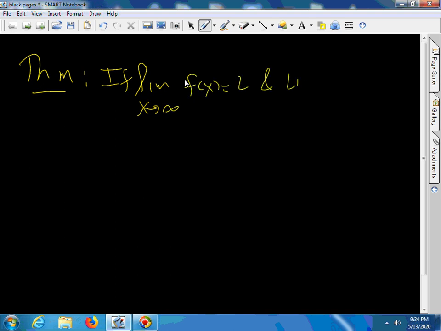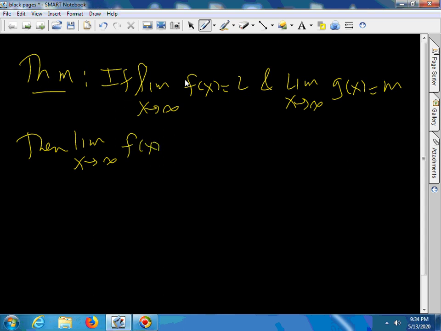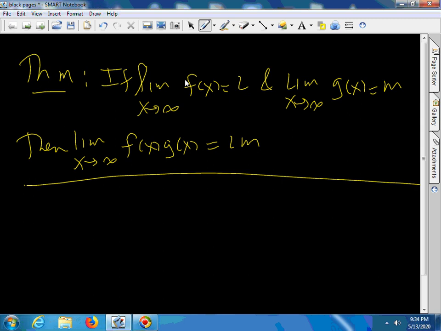Here's the doozy of the proof. If the limit as x goes to infinity of f(x) is L, and the limit as x goes to infinity of g(x) is M, then the limit as x goes to infinity of the product of f and g is the product of the limits.